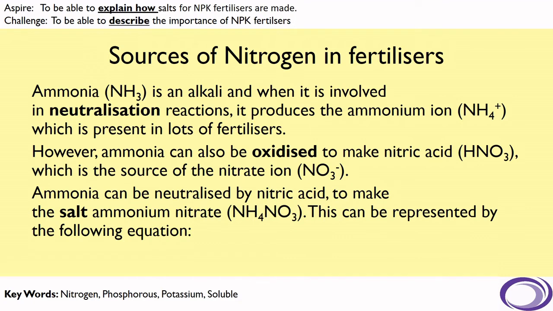Ammonia can be neutralised by nitric acid to make the salt ammonium nitrate. So that actually is a source of 2 atoms of nitrogen. And that can be represented by the following equation. So that's ammonia plus nitric acid makes ammonium nitrate.